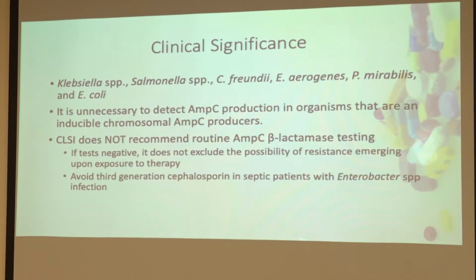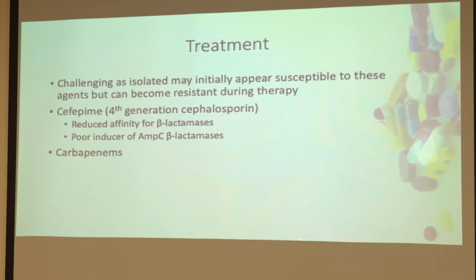And we would anyways avoid using third-generation cephalosporins in a septic patient with Enterobacter ECA infection because these microorganisms are already resistant to third-generation cephalosporin most of the time, especially given the patient is having severe sepsis. So how do we end up treating AMC positive infections?